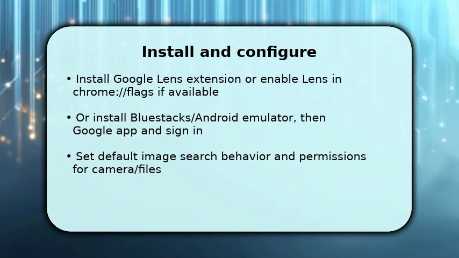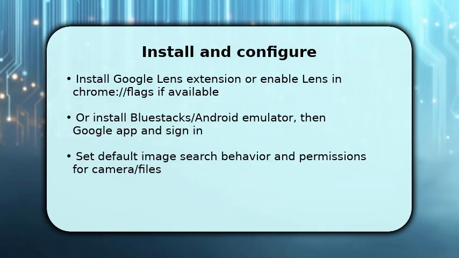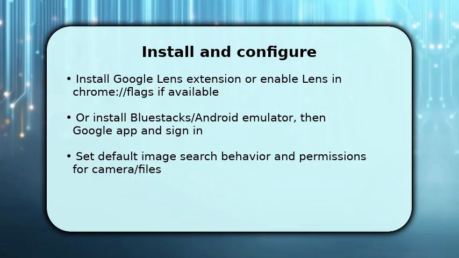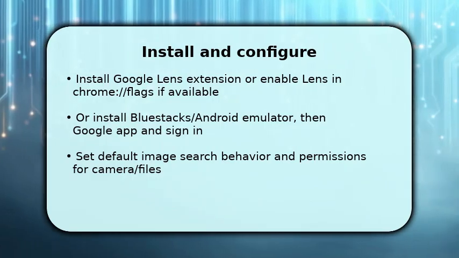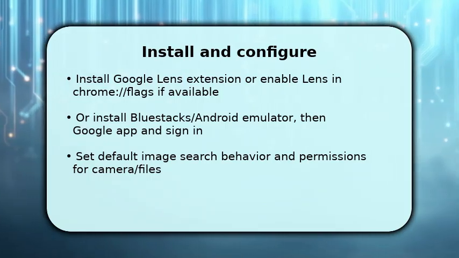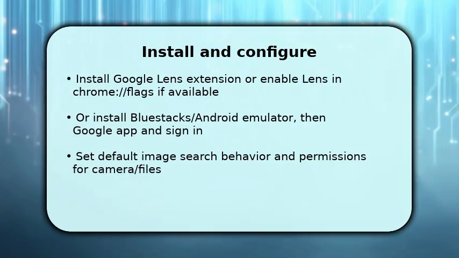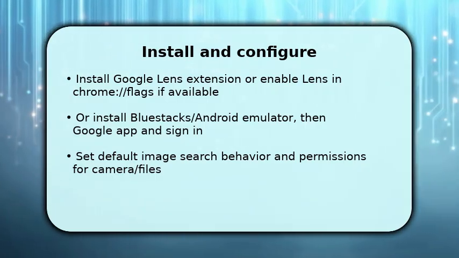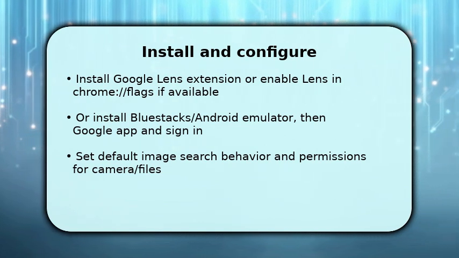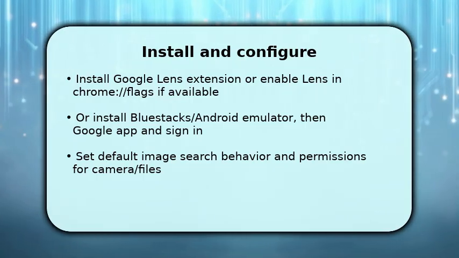Now install and configure the tool you chose. If you use Chrome, add the official Google Lens extension from the web store or enable lens-related flags and relaunch the browser. Make sure it has permissions for images and clipboard. If using an emulator, install BlueStacks, launch Play Store, install the Google app, and authorize camera and storage access so Lens can analyze images. Once done, test by right-clicking an image or opening the Google Apps Lens icon to confirm access and adjust privacy or default search behavior.